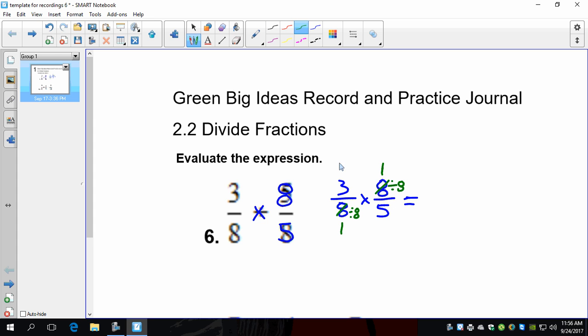Then we can just multiply the tops and simply multiply the bottoms. 3 times 1 is 3, and 1 times 5 is 5. So my answer is 3/5. Once again, change your sign to times, multiply, and then flip the second fraction. 5/8 becomes 8/5.